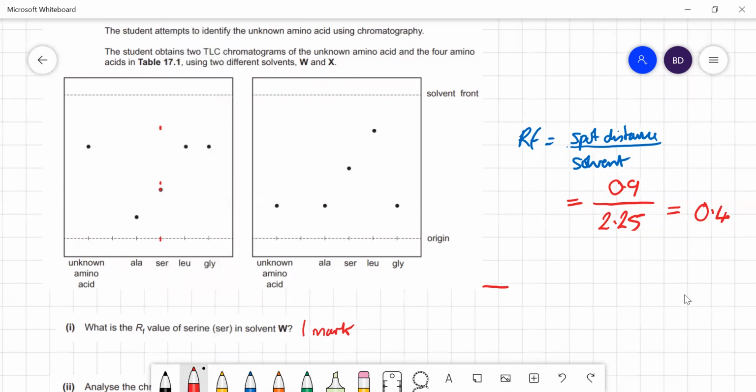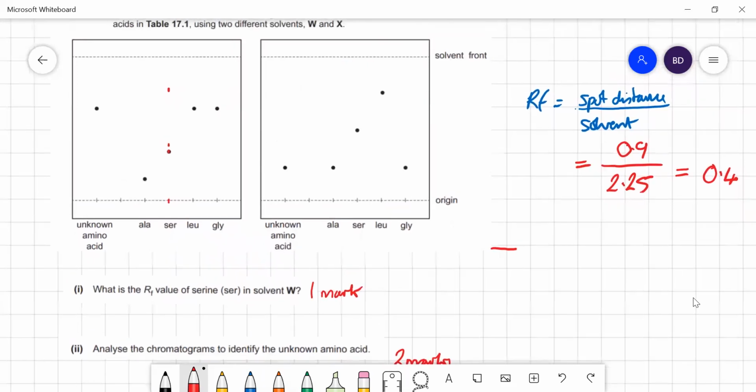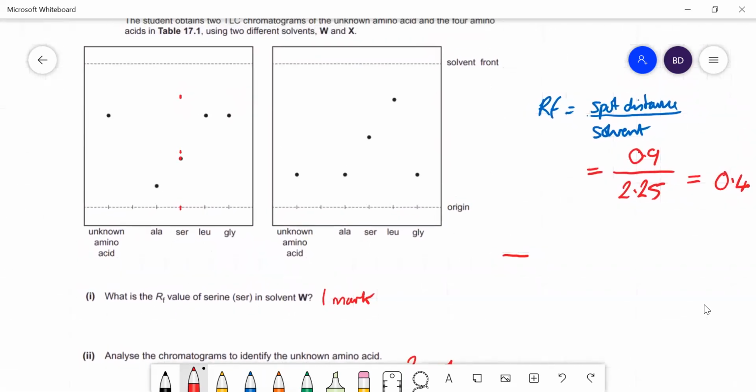Right. Now, analyze the chromatograms to identify the unknown amino acids for 2 marks. Okay, so let's look at solvent W first of all, this one on the left. The unknown amino acid moves up to here. So it moves almost exactly the same as leucine and glycine. So we don't know whether it's leucine or glycine. But when you put it in the other solvent, let's look at leucine and glycine. It doesn't move the same as leucine. Leucine moves much further in that solvent, whereas the glycine moves the same as our unknown. So our unknown has got to be glycine.